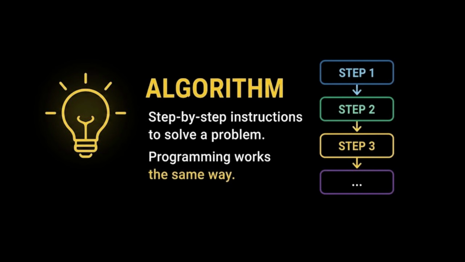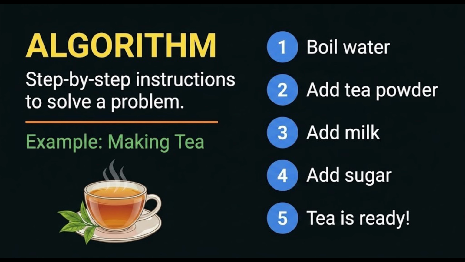This is where algorithms come in. Algorithm means step-by-step instructions to solve a problem. For example, making tea is also an algorithm. First boil water, then add tea powder, then milk, then sugar. This is all a step-by-step process. Programming works like this.